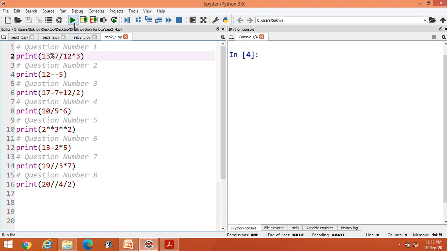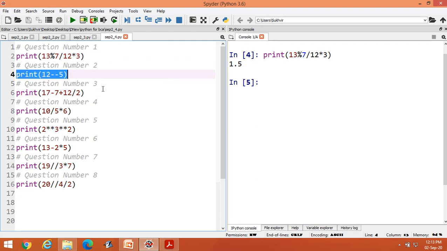Let us check the output. This one is the output. Output is 1.5. Now what about this value? 13 modulus 7 gives us the remainder as 6. Now 6 when divided by 12 gives us 0.5. 0.5 when multiplied by 3 gives us 1.5. It means in the first attempt modulus is there, then division is there, then multiplication is there.